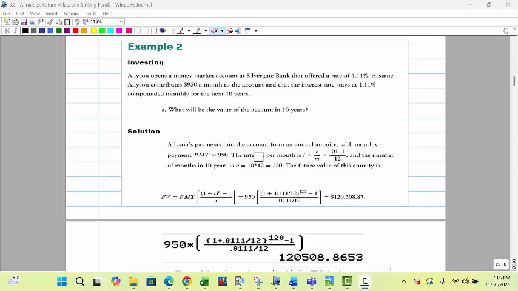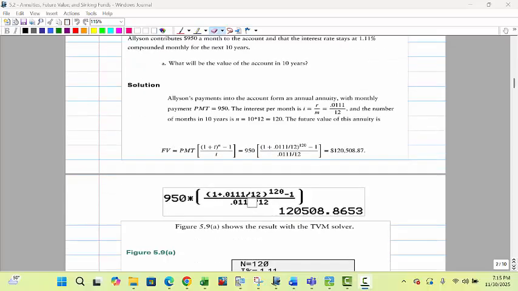So here it is. They've got the formula written out here, but I've just entered it as if I typed it into the calculator. So it's 950 times 1 plus 0.0111 divided by 12 raised to the 120. The 120 comes from right here. It shows you 12 times a year for 10 years. 10 times 12 is 120. Then the minus 1 at the end, and then divided by the interest again, 0.0111 divided by 12. And that gives you a value of $120,508.87, rounded to cents, like they have right there.